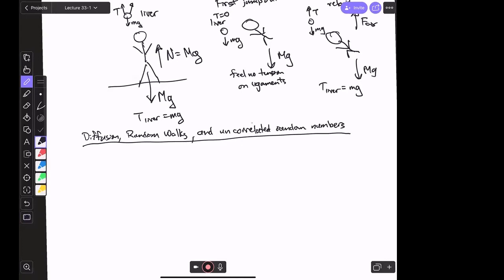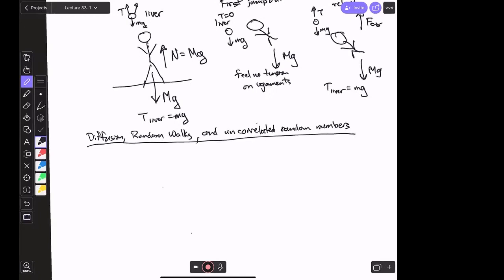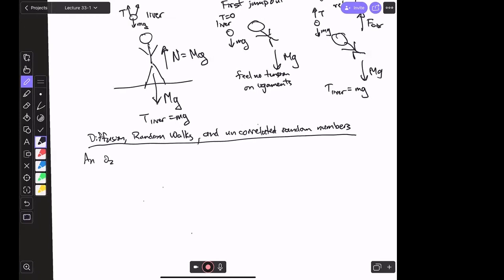So let's couch our discussion in terms of the following situation. Let's say an O2 molecule needs to diffuse through a cell membrane, or needs to move through a cell membrane.